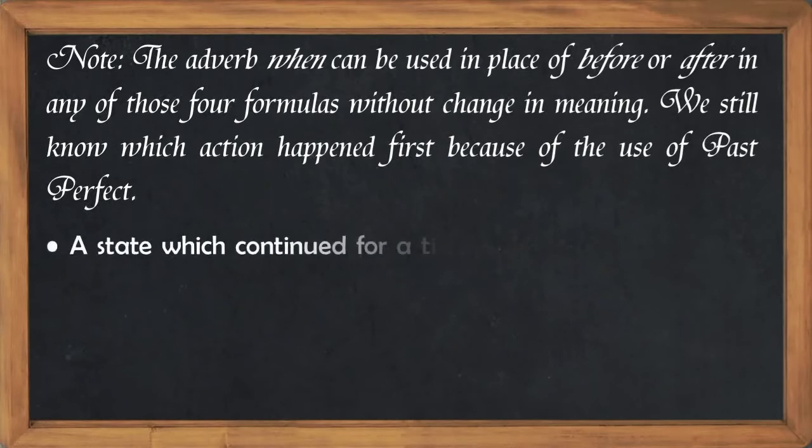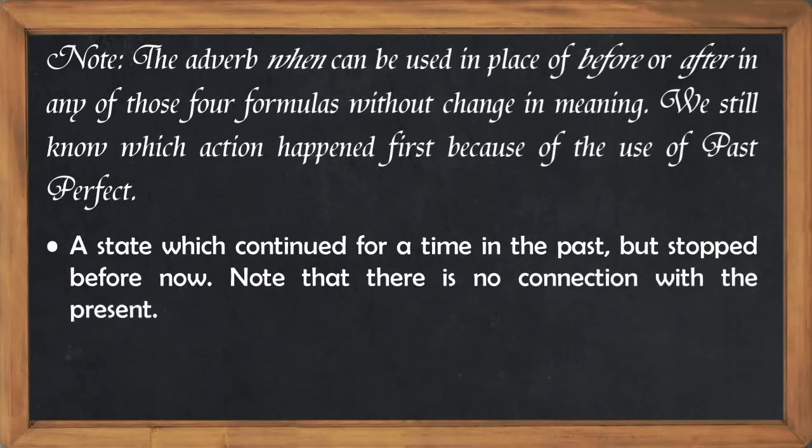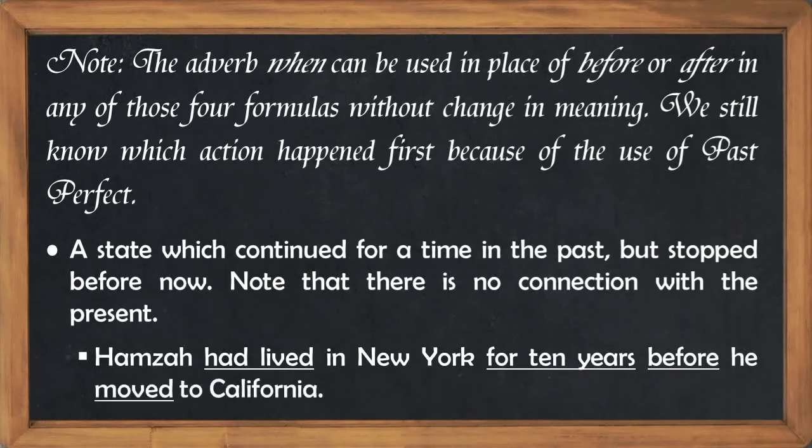A state which continued for a time in the past, but stopped before now. Note that there is no connection with the present. Keadaan yang berlangsung selama beberapa waktu di masa lalu, tetapi berhenti sebelum sekarang. Perhatikan bahwa tidak ada hubungan dengan masa kini. Hamza had lived in New York for 10 years before he moved to California.